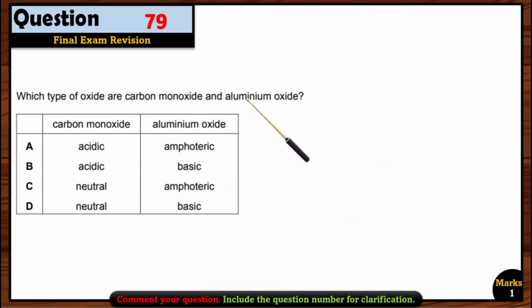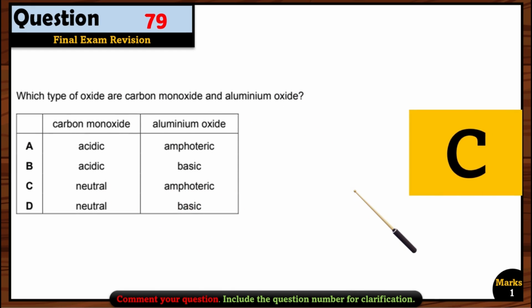79. Which type of oxide are carbon monoxide and aluminium oxide? So carbon monoxide, of course, is neutral, and aluminium oxide, we know, is amphoteric. So neutral and amphoteric. Option C is right.